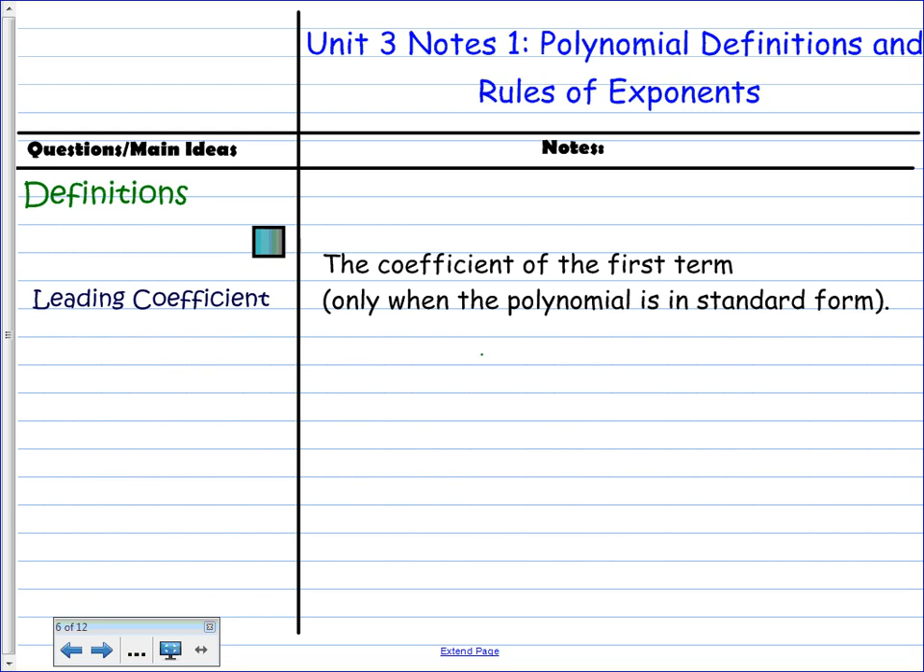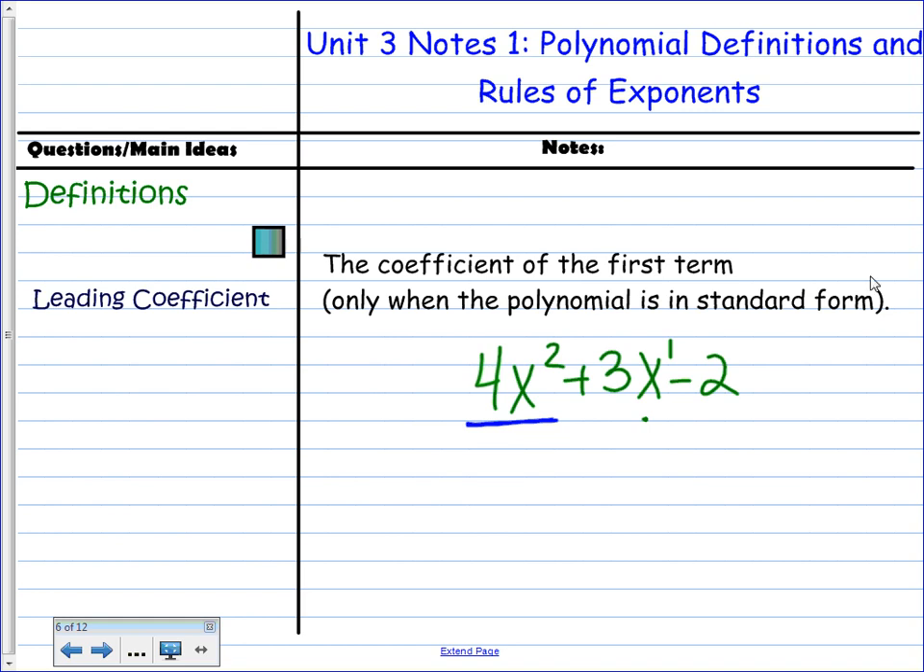So let's say we have the polynomial 4x squared plus 3x minus 2. That's in standard form. I know it's in standard form because my exponents are going in descending order. Remember, if there's an x that doesn't have an exponent, then the exponent is 1, similar to how if there's no coefficient, the coefficient is 1. So we have x to the first power. But here is my term with the largest exponent, and because it's in standard form, it's the first term.